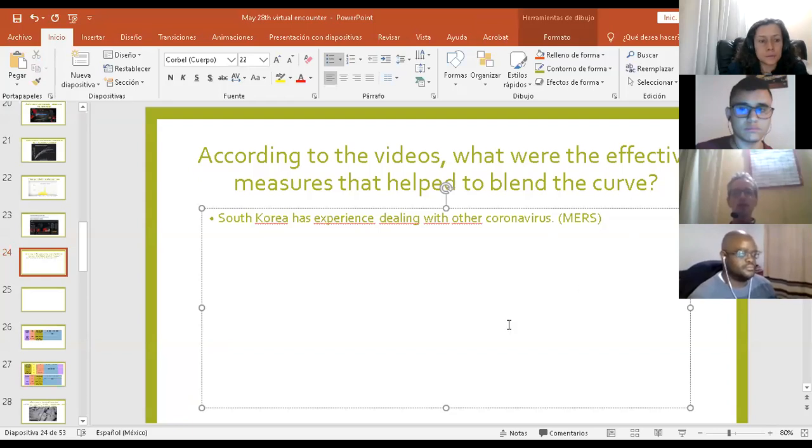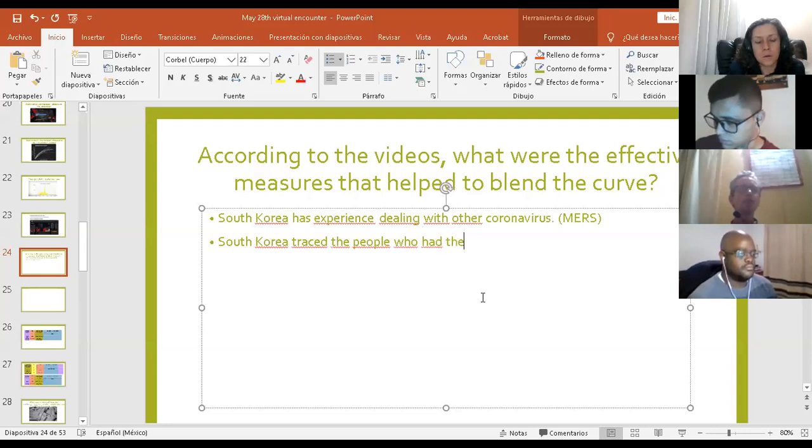Yes, teacher, excuse me. They established and fixed this problem, this lack of attention, trusting the person who had the symptoms, the fever, etc. And they applied this in this moment. For example, they recovered the data.